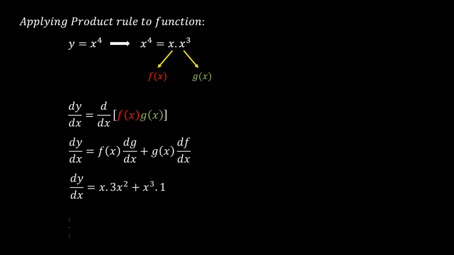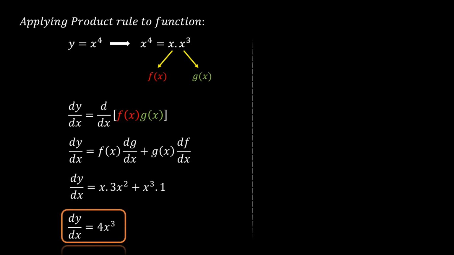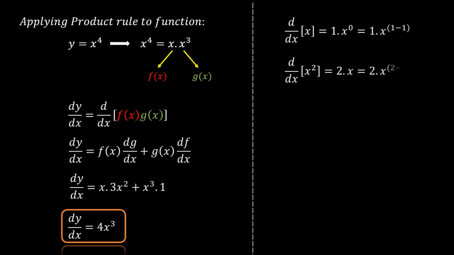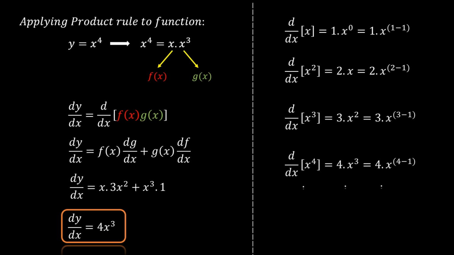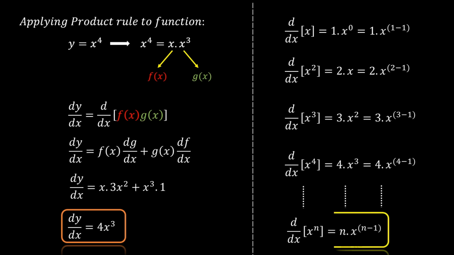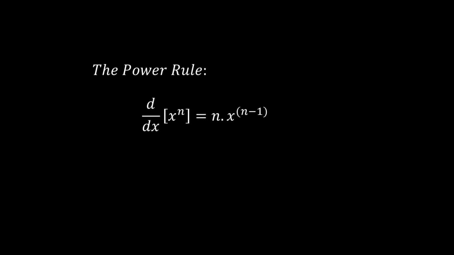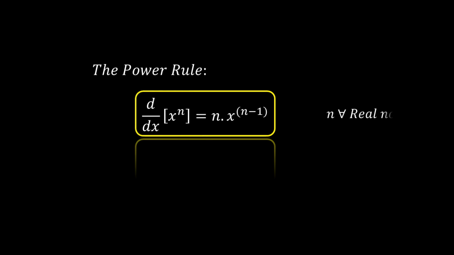Now, if we look at the derivatives of these functions, we see a pattern emerging. And if we write it in a more generalized form, we can say the derivative of x raised to the power n equals n times x to the power n minus 1. Although we have only used positive integer values of n so far, this expression is also true for any real value n.